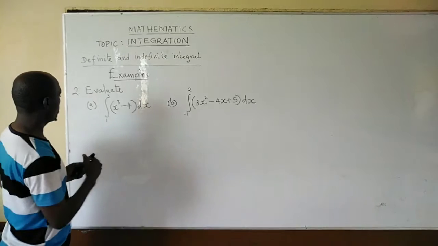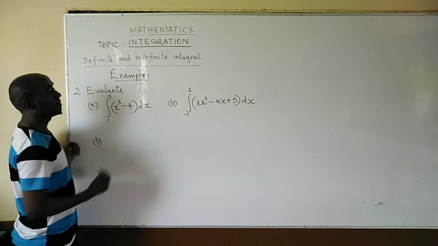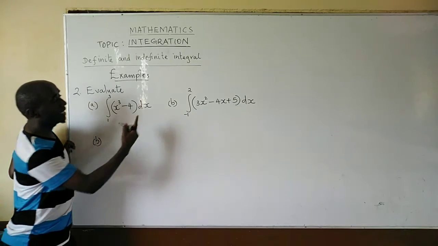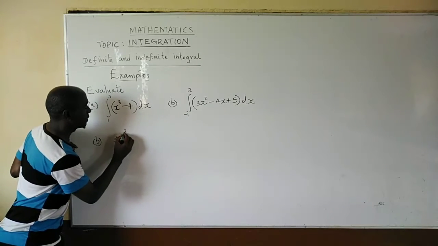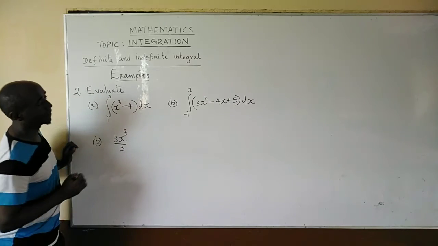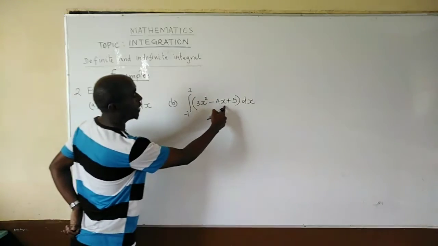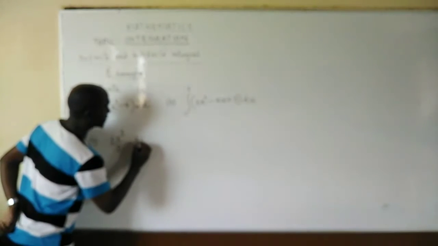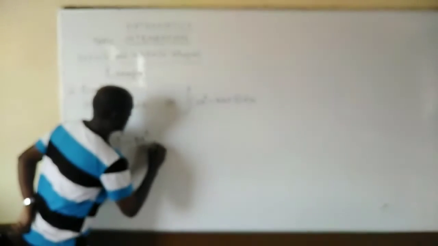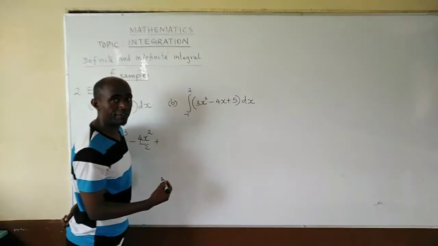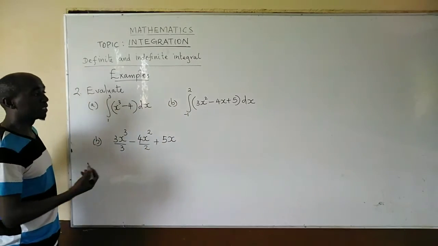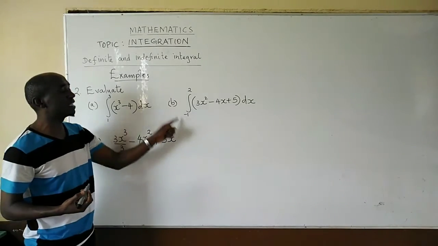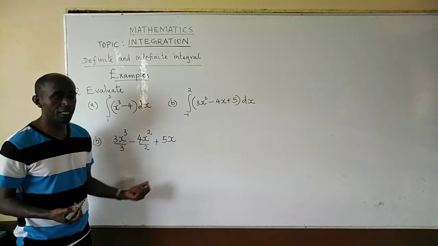The same steps. Step number one, integrate. Integrate 3x squared. What do we get? 3x power 3 over 3. Minus, integrate 4x. You will get 4x raised to power 2 over 2. Plus, integrate 5. If you integrate 5, you will get 5x. And there is no need of putting plus c. For definite integral, whenever you see limits, that's a definite integral, you need not put plus c.